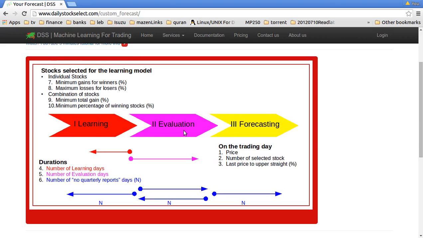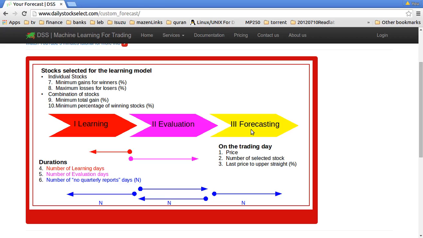1. Learning. 2. Evaluation. And 3. Forecasting. During the learning step, the traits or features of all 7,500 US stocks are collected. In the evaluation step, combinations of winning features are sorted. These combinations do not necessarily include all the covered traits. Now the stocks that we wish to analyze can be considered. Their features are computed, and those which have the most trending features are selected.